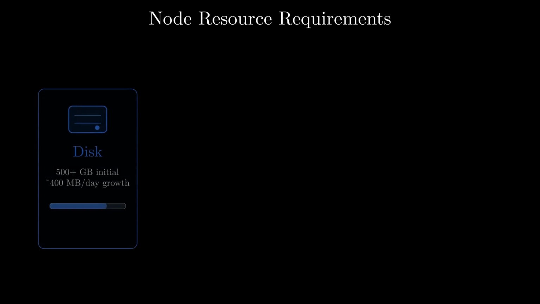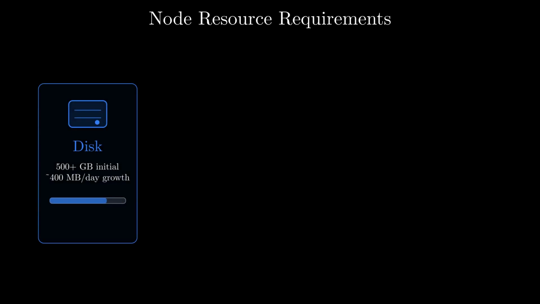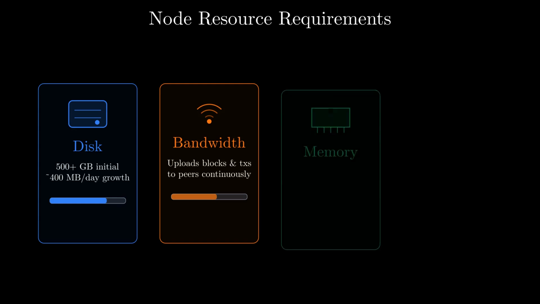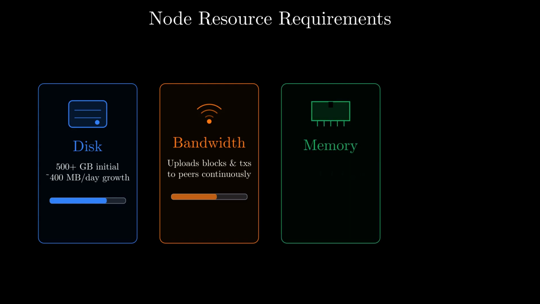Running a node costs real resources. The full Bitcoin blockchain exceeds 500 gigabytes. That's your initial download. It grows by roughly 400 megabytes every day. Your node also uploads data, relaying blocks and transactions to other peers on the network. This consumes bandwidth continuously. Memory holds 2 critical data structures.